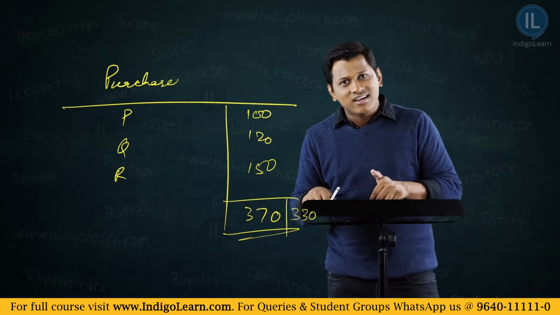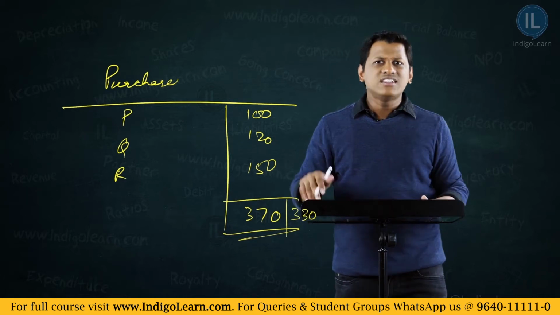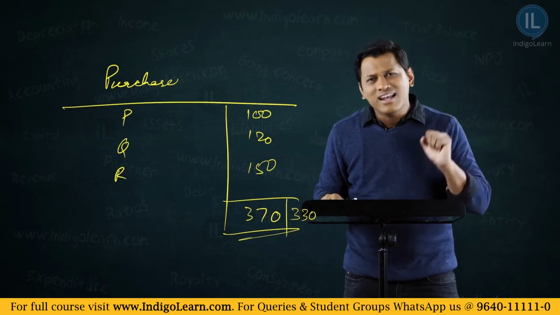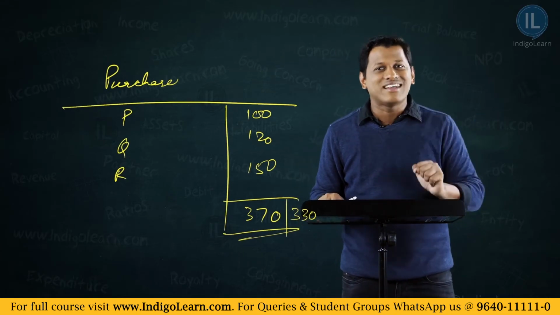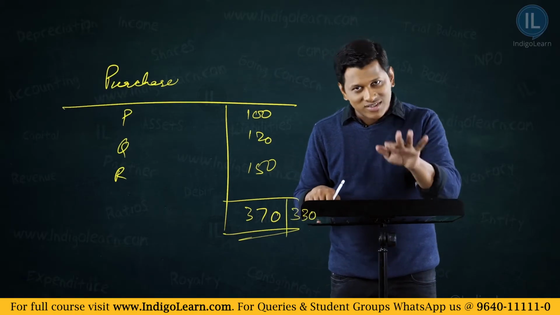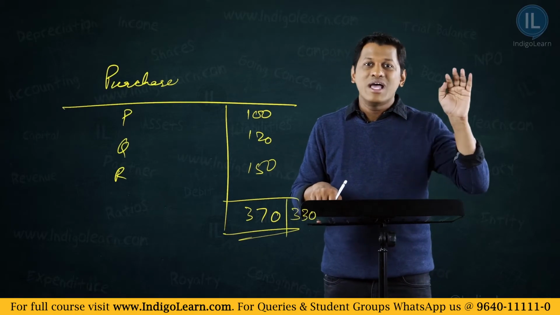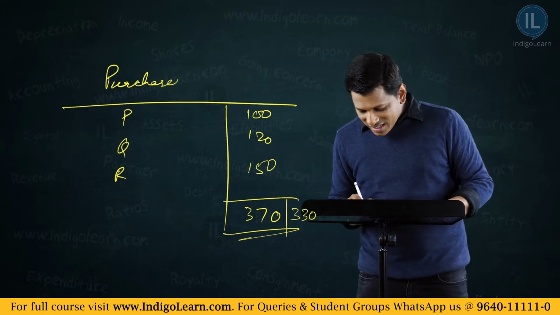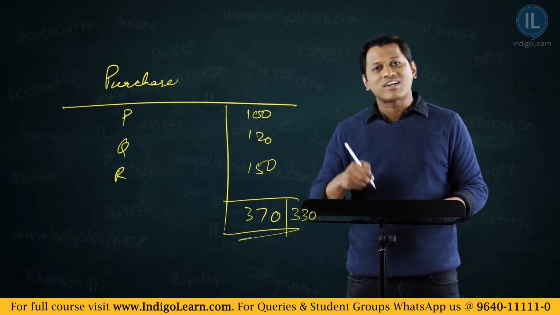So is this an error? Yes, it is clearly an error. Is it an error of principle? Definitely not. So this is just a clerical error. Correct or not? This is a clerical error. So what is the clerical error here? Is it omitted? No, it was done, but it was a commission. It was a mistake that we have committed. So, error of commission. Here we should have recorded 370, but we recorded 330.